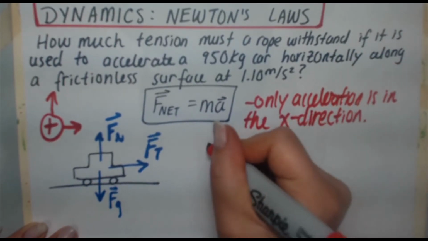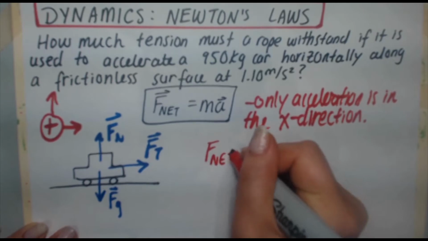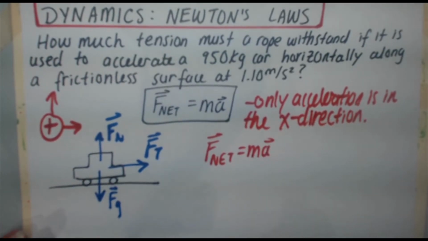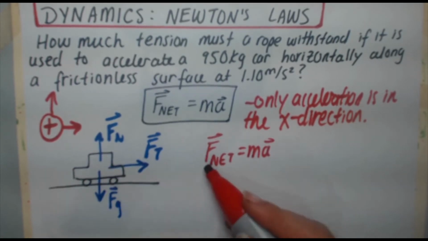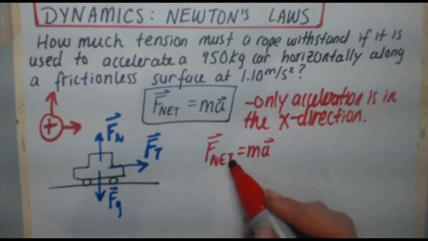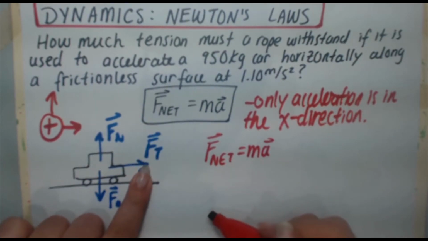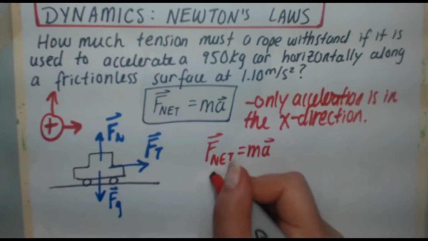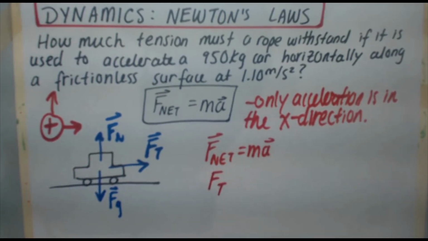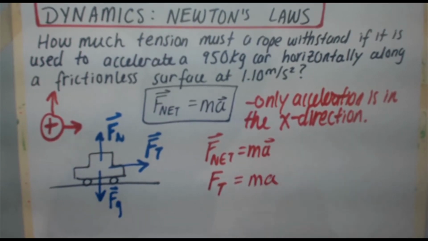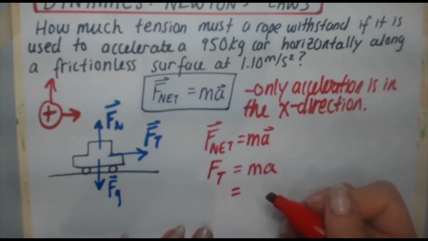Okay, so we start off with our handy F net equals ma. Put your vector symbols on top. Now it's in the next step that you can actually drop the symbols. Well, we're dealing only with the horizontal direction, or the x direction, so what is our net force here? Well, the only force in that direction is tension, and it's going in the positive direction, so we drop the vector symbol and we replace it with positive Ft equals ma.